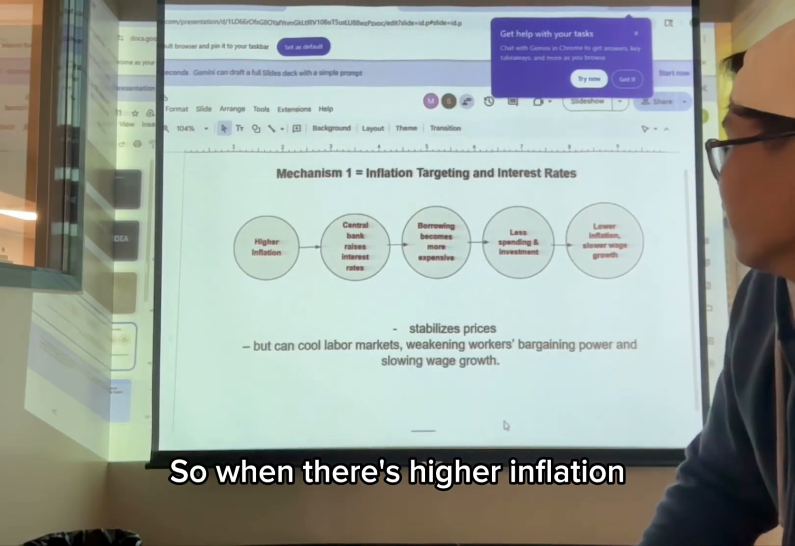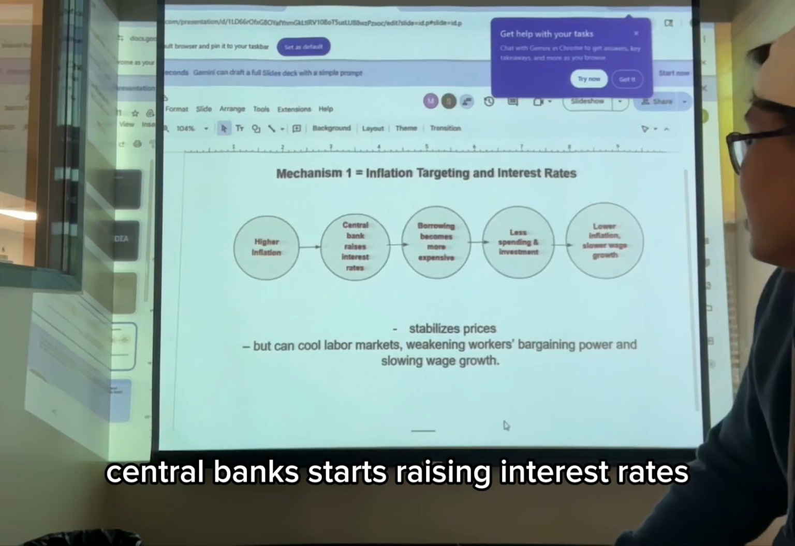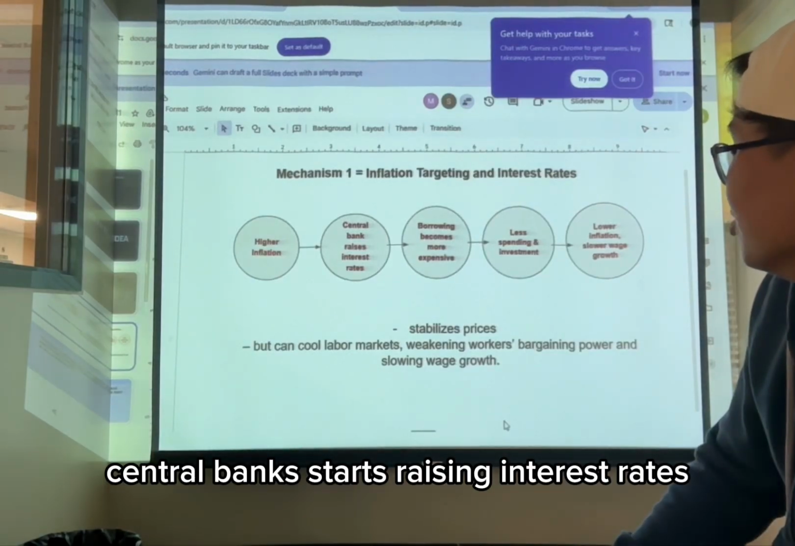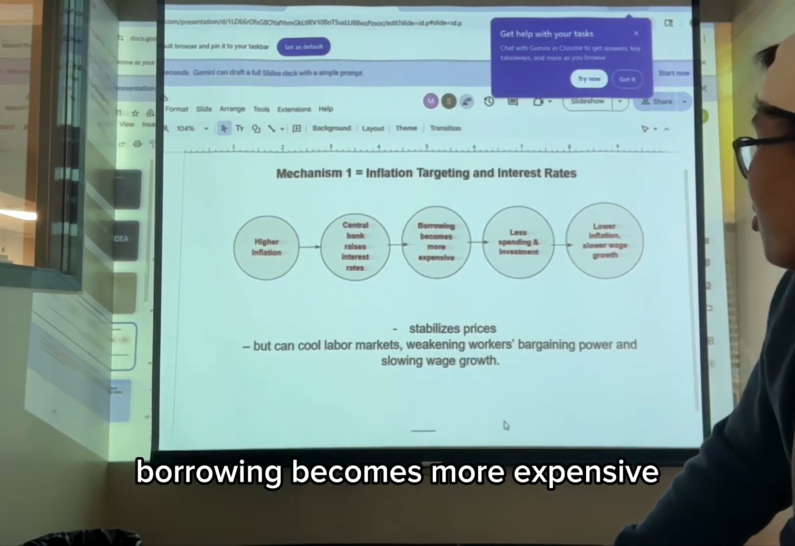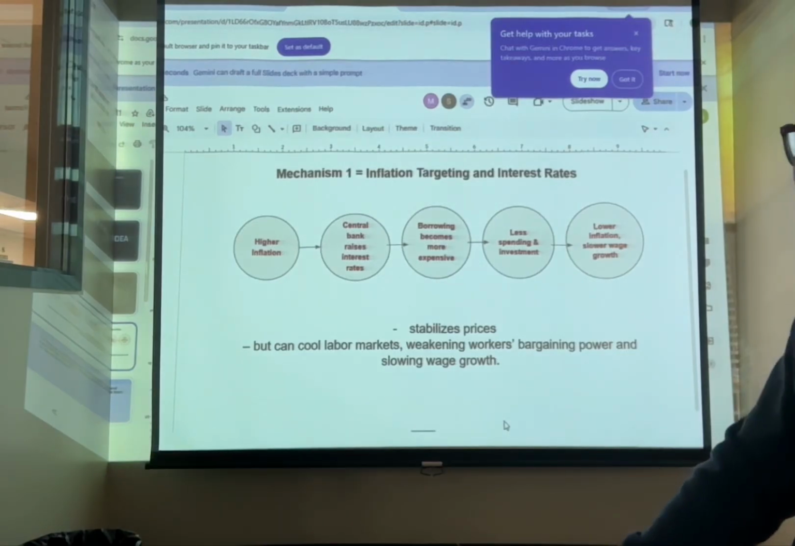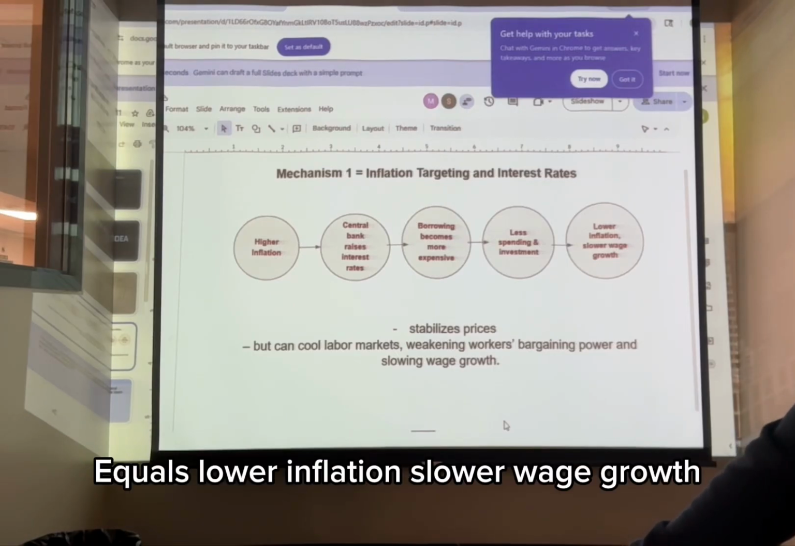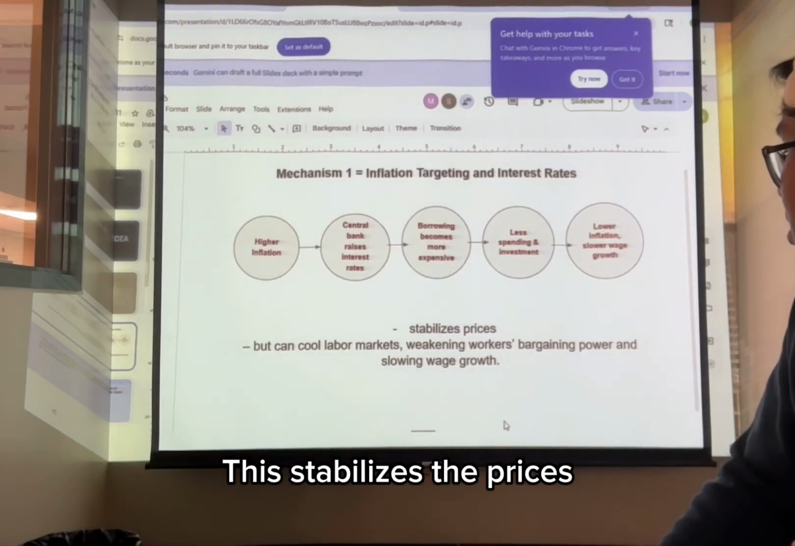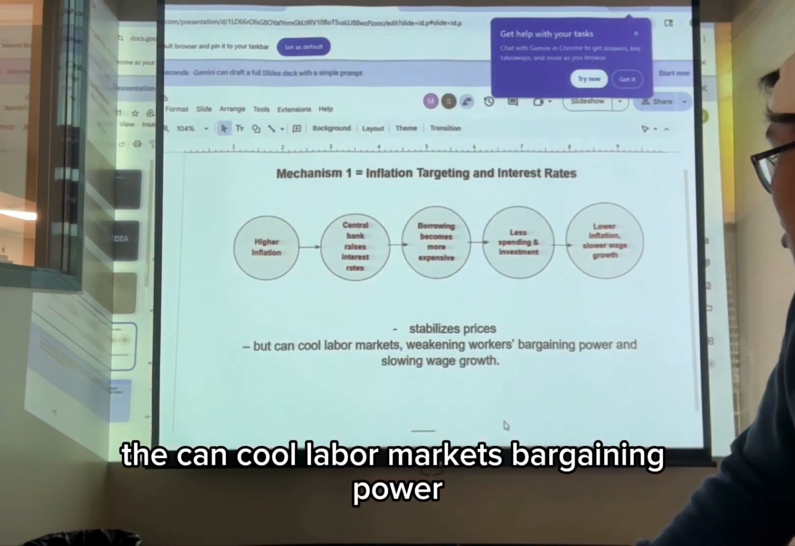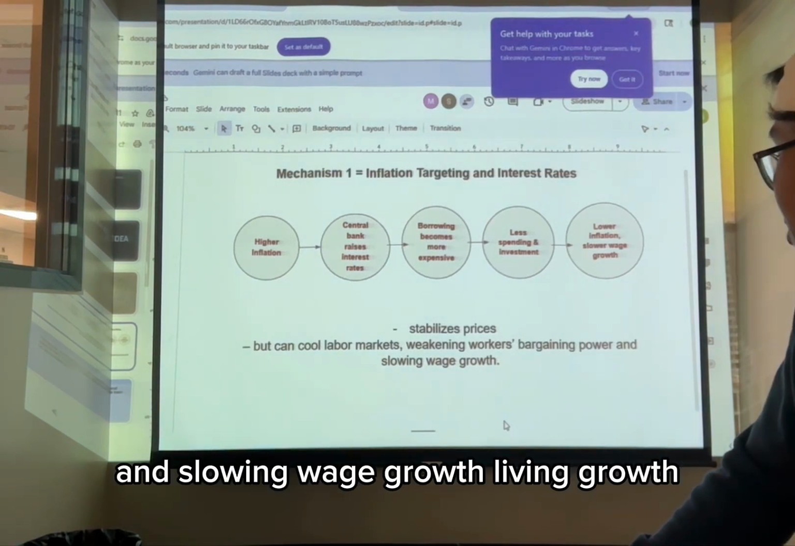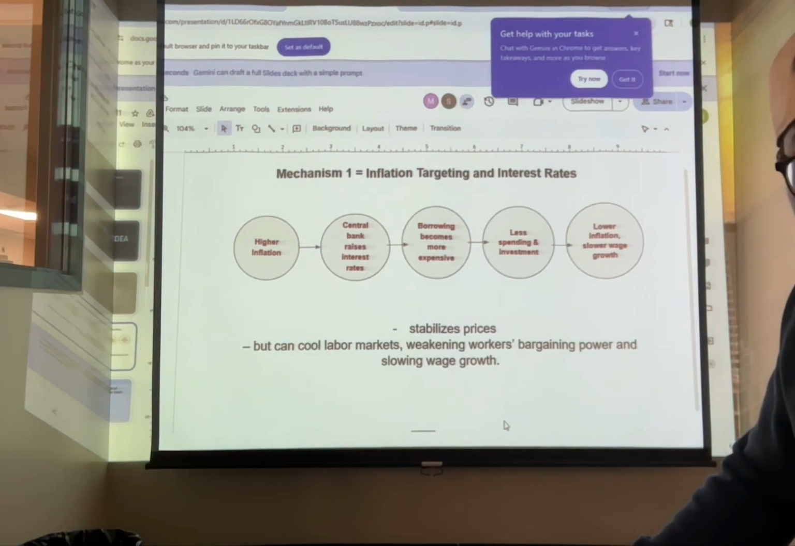So when there's higher inflation, central banks start raising interest rates. Borrowing becomes more expensive and less spending and investment happens, which equals lower inflation and slower wage growth. This stabilizes the prices but can cool labor markets, bargaining power, and slow wage growth.